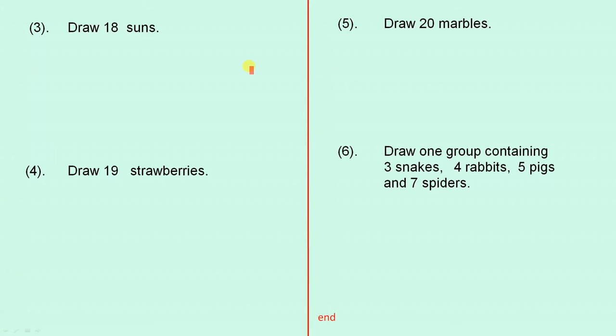Draw 18 suns. Obviously you can ask them to colour these too, because they love colouring in. Draw 19 strawberries. And draw 20 marbles.